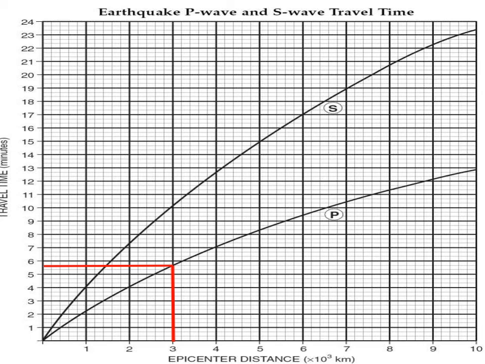If we look at the S waves, and we go to 3,000 kilometers away and then go up, it's a little bit over 10 minutes. So in every single situation, when you compare the P and the S waves, S moves slower, so S is going to have a longer travel time every single time, no matter where you look at it. If we go to 7,000 on the x-axis, go up to where you hit the P and then go over, it's about 10.5, whereas S is 19. So that's how you use the graph.